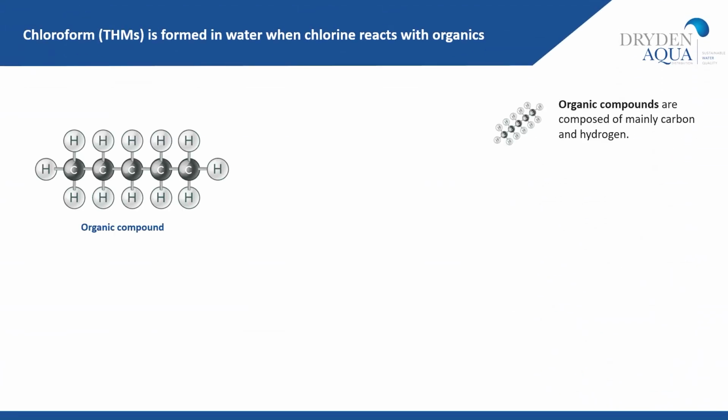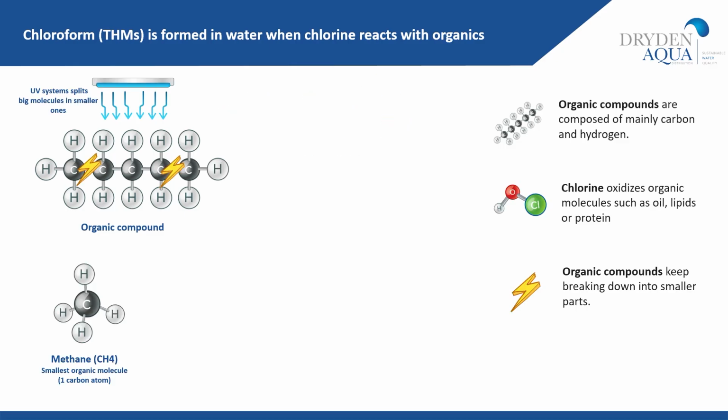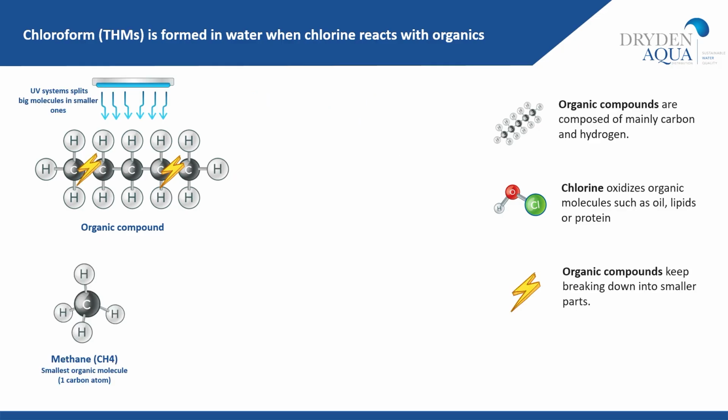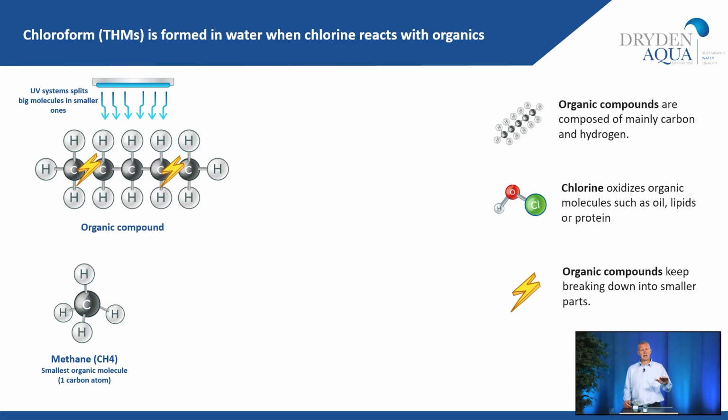But when we've got organic compounds in the system, as these organic compounds pass through the UV chamber, they are getting chopped up. It's not a complete oxidation process, it's a partial oxidation process. So a long-chained organic compound with a lot of carbons and hydrogens attached gets chopped up into smaller molecules, being methane, the smallest molecule, with 1 carbon and 4 hydrogens.